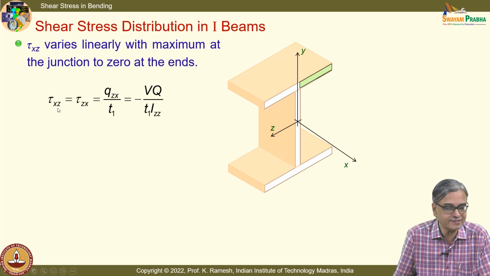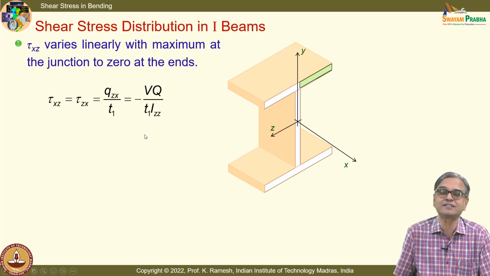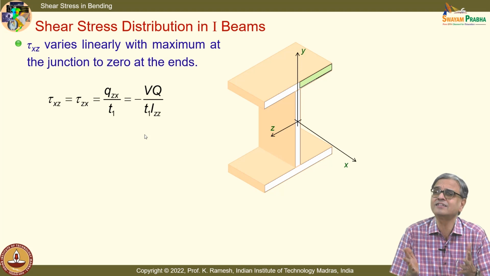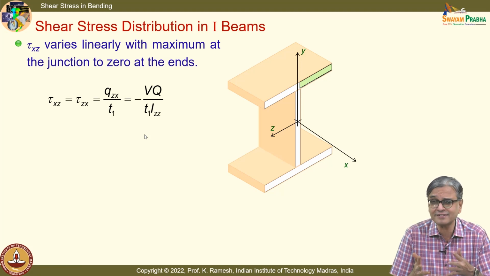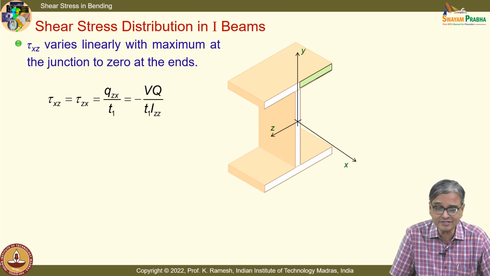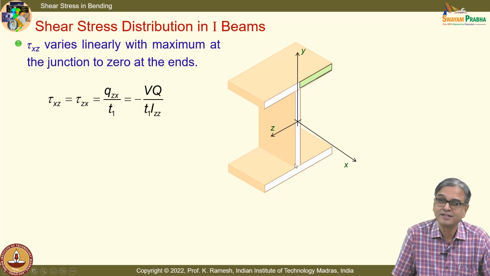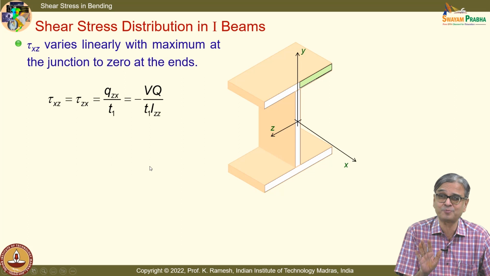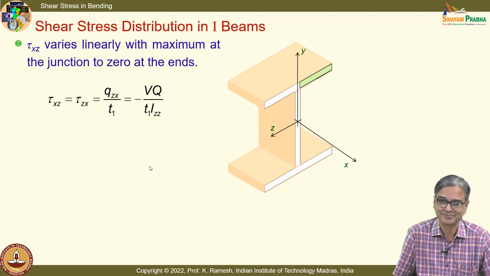So I will have tau xz equal to tau zx, equality of cross shears. That turns out to be minus VQ by t1 Izz, where t1 is the thickness. Even though I have expressions like this, normally when you get an expression, you see that it is applicable everywhere, and then there are inconsistencies. We will also have to discuss the inconsistencies. Particularly this junction is going to be a trouble spot. This junction is also going to be a trouble spot. Recognize that these are trouble spots, but find a way around to get over it. That is what engineers do.